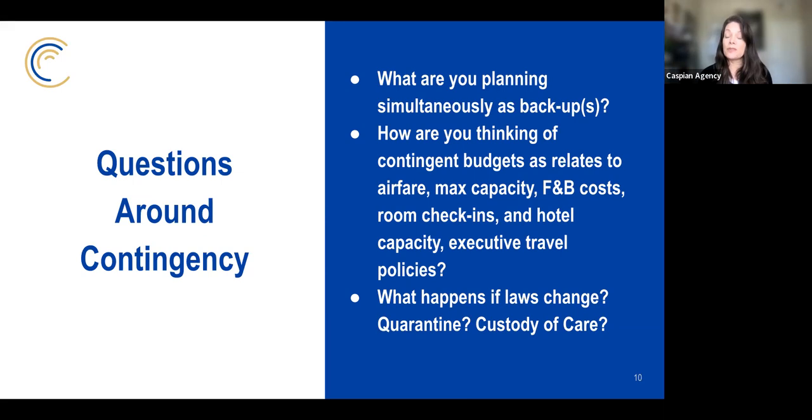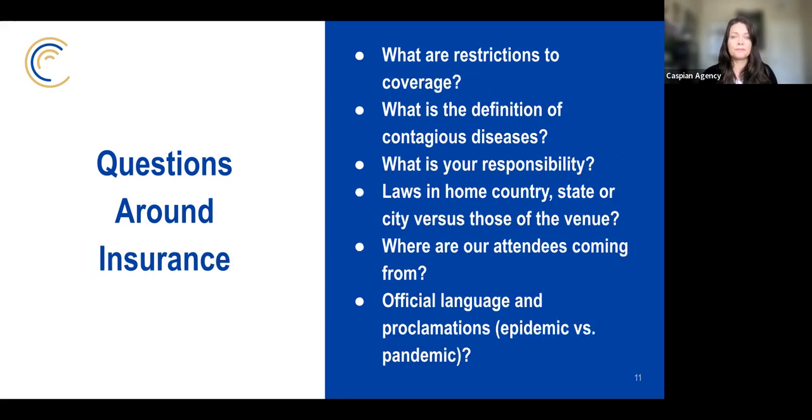Right now in 2023, United States citizens will need a visa to travel in the EU. So that is a change of law that will affect whether folks are able to come to international conferences if you're having US folks come in, and custody of care. Just some questions that I think are good to go through in your mind as you're thinking about contingencies. How can these be set up to account for unforeseen occurrences?